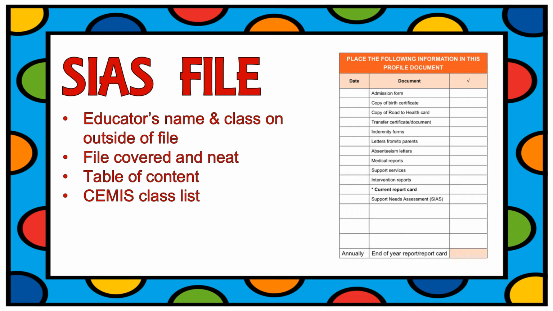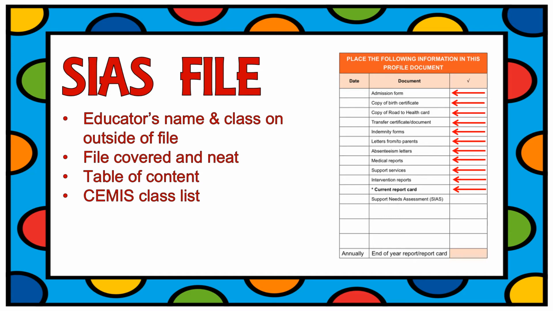What documents should be included in this file? The admission form, copy of birth certificate, copy of road to health, transfer certificate, only if a child has been transferred from one school to another, indemnity forms where necessary, all the letters from parents or to parents, absenteeism letters, medical reports, support services, intervention reports, and the current report card.